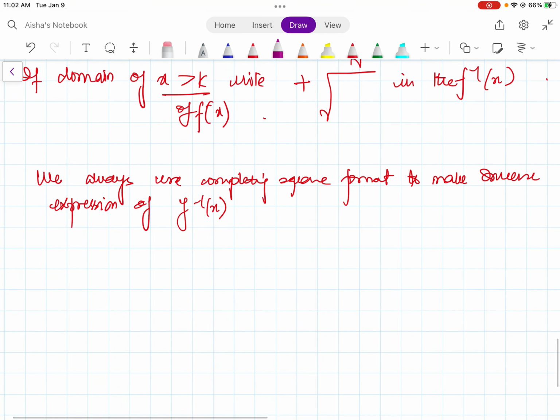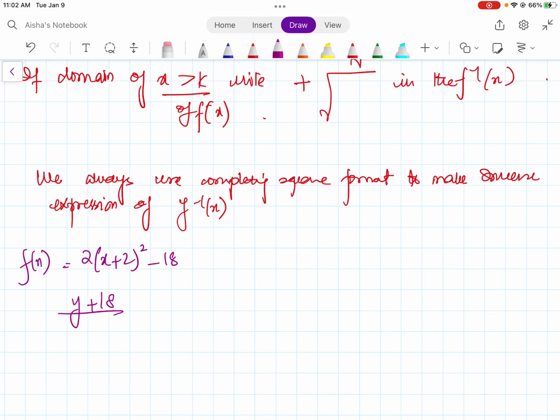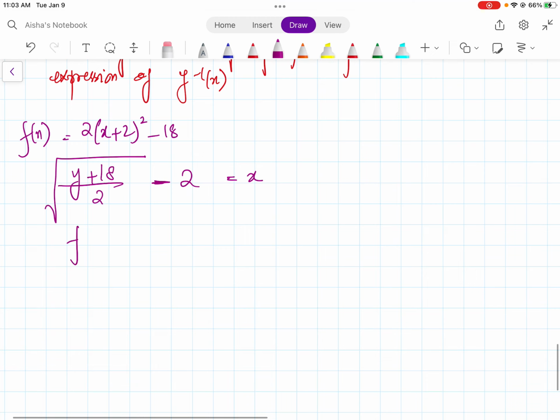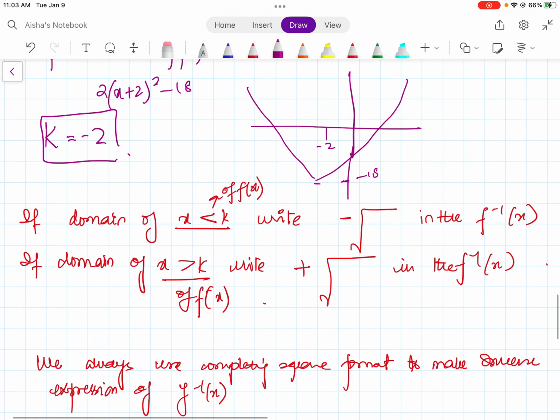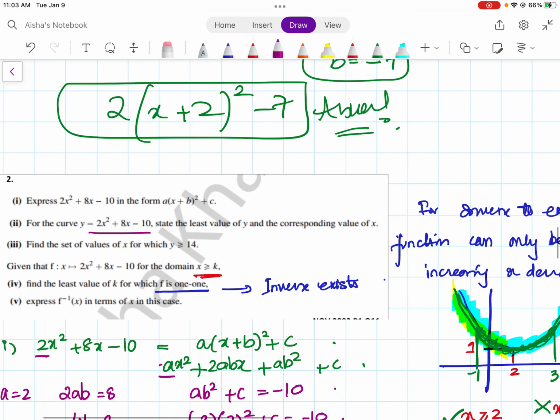Now let's pick up the equation. 2x plus 2 the whole square minus 18 is f of x. Let's make y the subject. Y plus 18 divided by 2, put a square root, then a minus 2 equals x. So f inverse of x has a plus outside. You can choose not to write the plus sign. Okay, and that's it. That's all that they're asking you.